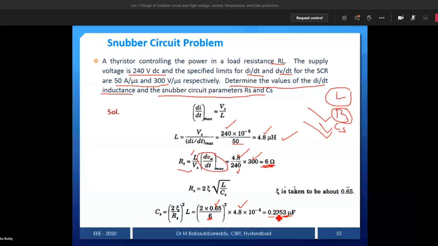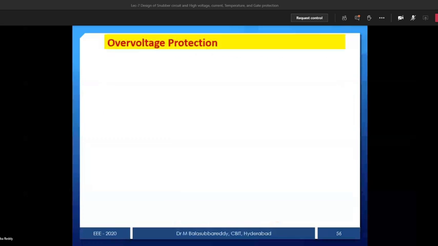So use that, you can do the problems. And now the rest of the protection we can observe: over voltage protection, over current protection and gate protection.